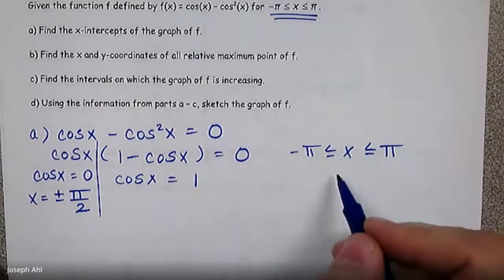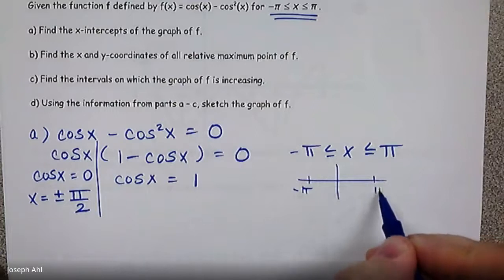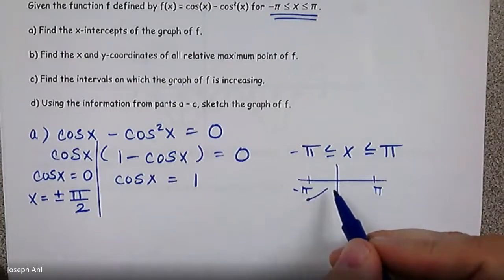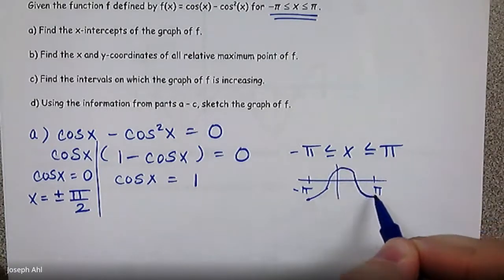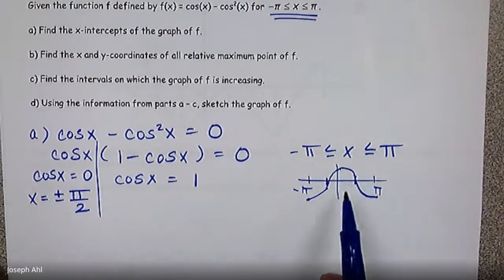All right, think about the cos curve from negative pi to pi. Here's negative pi and here's positive pi. We're looking at something that looks like this. Okay, so at negative pi over 2 and positive pi over 2, we definitely have zeros.